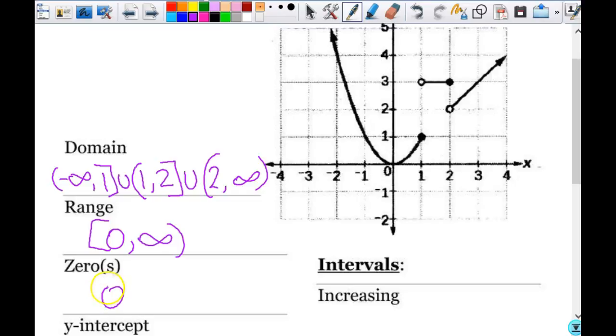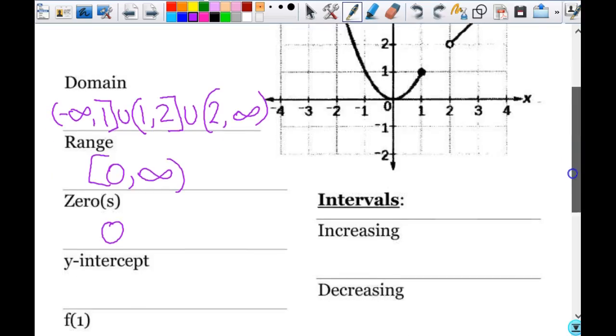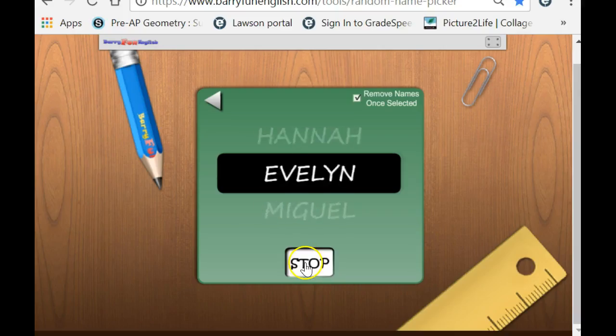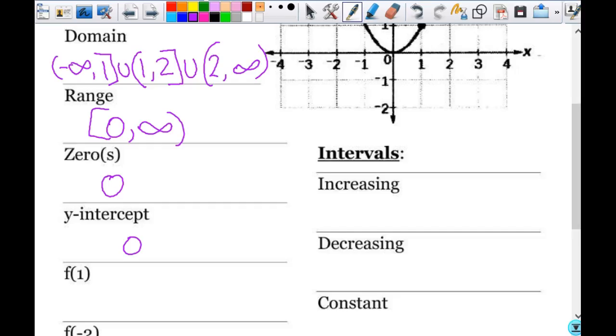Oh, it's an ugly 0. All right, y-intercept. Zeke. 0? Yep. Now getting away with the easy ones. All right, f of 1. Annis, what's f of 1? F of 1 is 1.